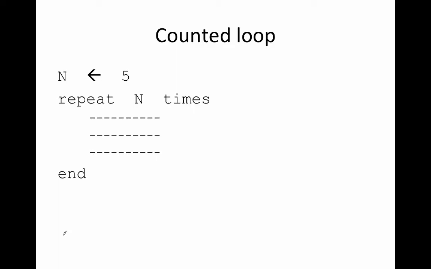So with the counted loop, we specify exactly how many times the action is going to be repeated. So for example, we're assigning to a variable n the value of 5, and we're saying repeat n times. So in other words, repeat 5 times the action of the loop.